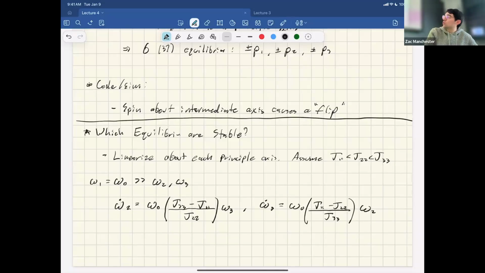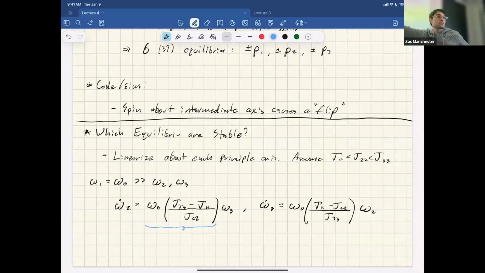Okay. So this now, if you've done any kind of linear systems stuff, is a pair of coupled linear first order ODEs. So we can write these down as a little matrix equation. And just to save on notation and not go nuts, we're going to call this guy the coefficient on omega 3 here. So this is all constants, right? Omega naught's a constant. These are the inertias, constant. So this constant we're going to call alpha 1. And then this constant over here, we're going to call alpha 2.